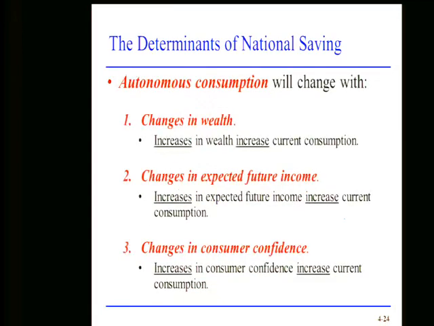Now let's go back to our autonomous portion. Again, autonomous is simply another way of calling a variable exogenous. So really what we want to think about is what variables other than disposable income and the real interest rate affect consumer spending. The three that have been recognized as having the biggest impact are wealth, expected future income, and consumer confidence.